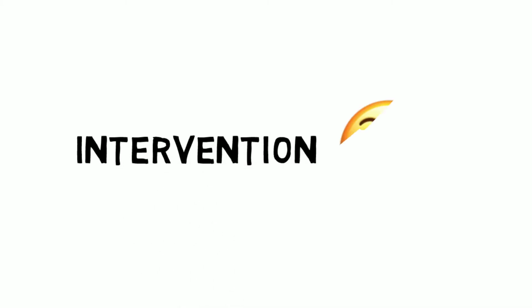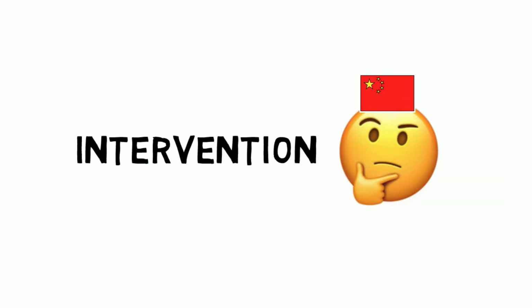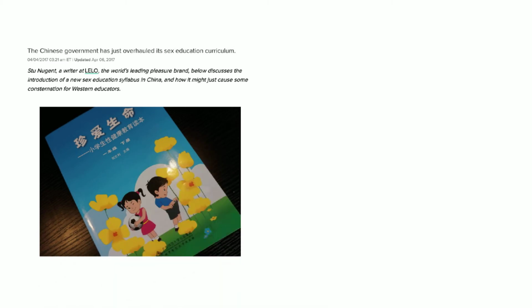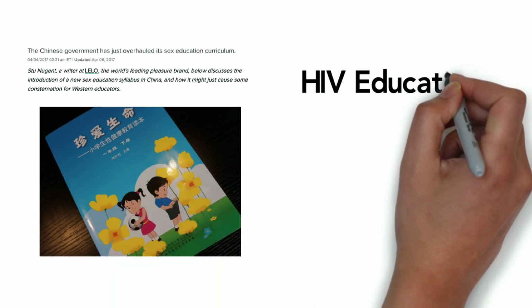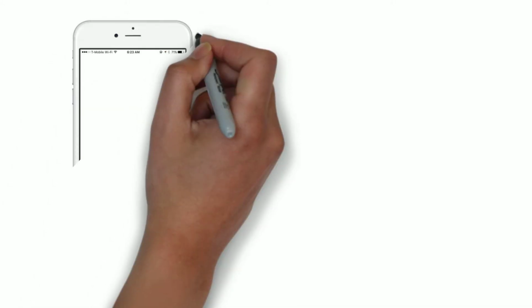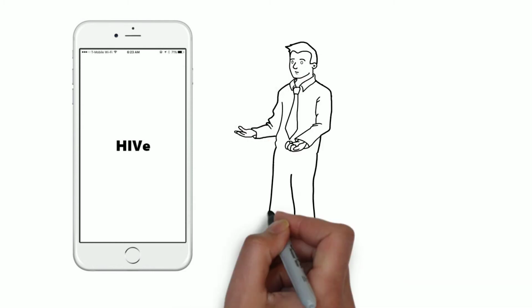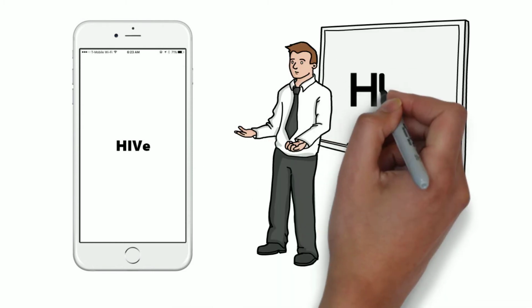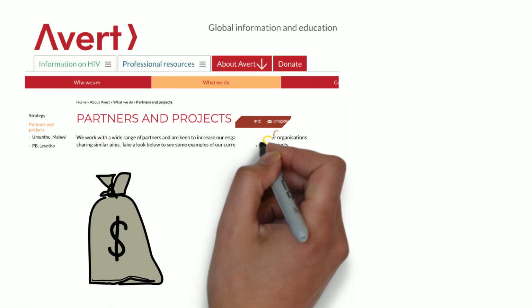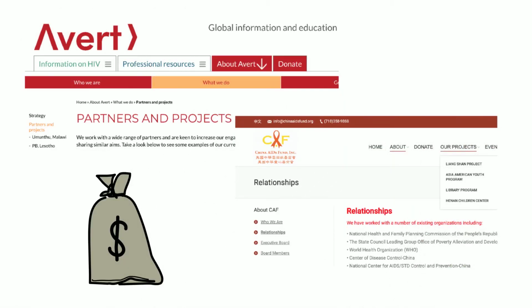Therefore, providing more targeted prevention programs for high school students has become an increasing challenge in China. Although in early 2017, a new sex education curriculum had been introduced in China, HIV education is still lacking in such curriculums. Our intervention is the HIV educational cartoon application HIVe, accompanied by a seminar run in school. We have collaborated with non-government organizations such as AVERT and China AIDS Fund for assistance in funding and implementation.